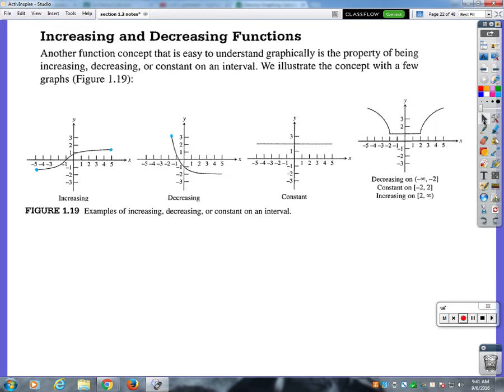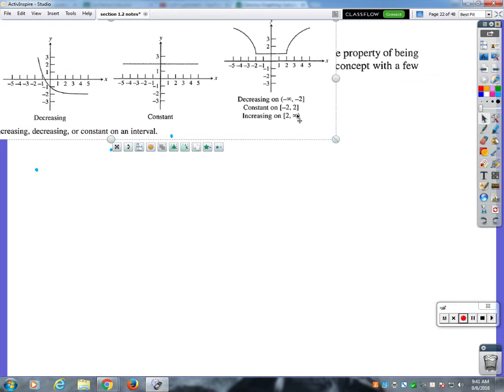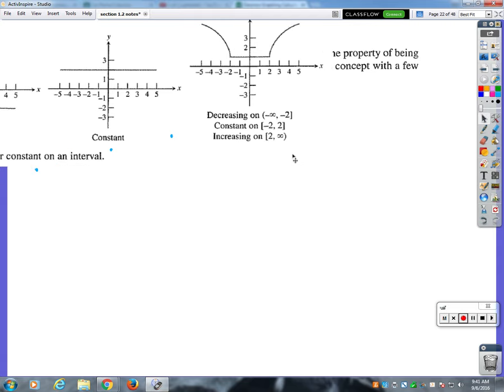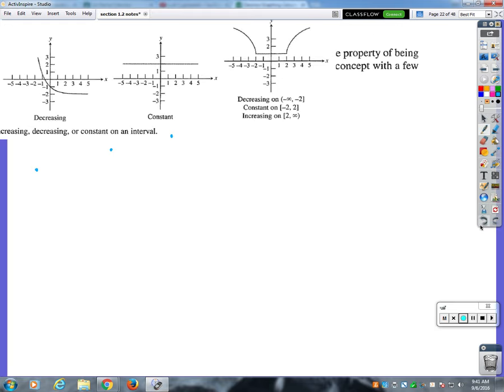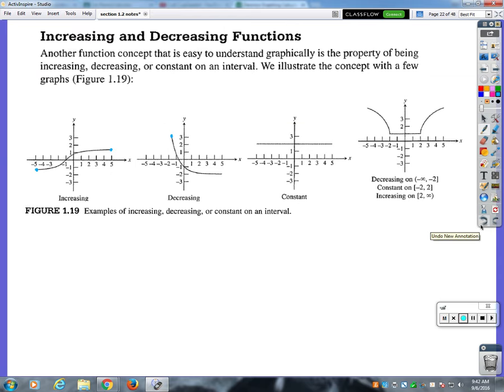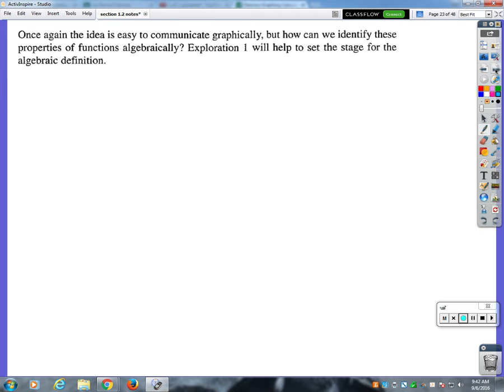And then I think did I talk to you guys already about this notation? Did we talk about that last week? Why some of these have square brackets and some of them have parentheses. Okay. All right, questions about that? Increasing and decreasing? Pretty simple idea, pretty intuitive.